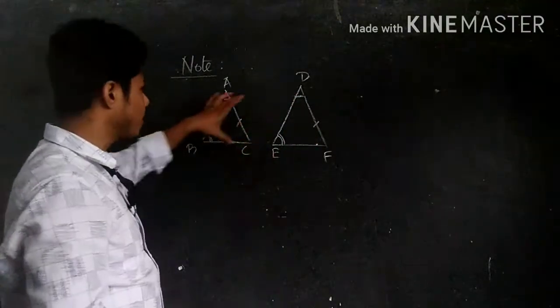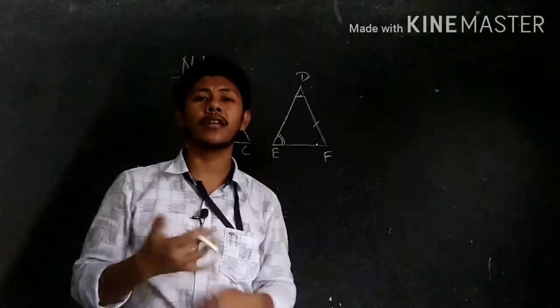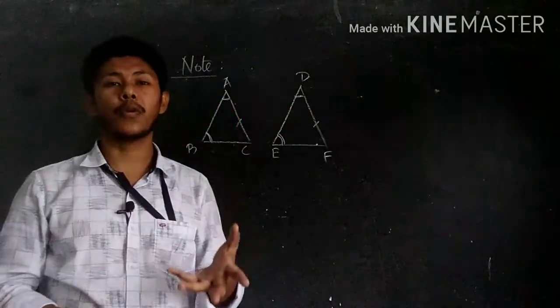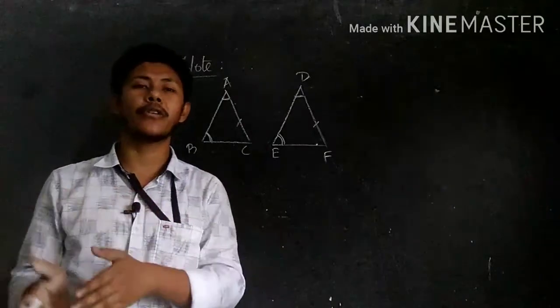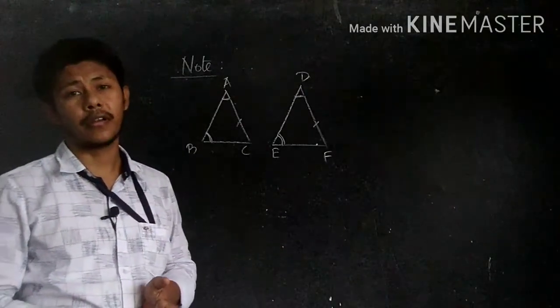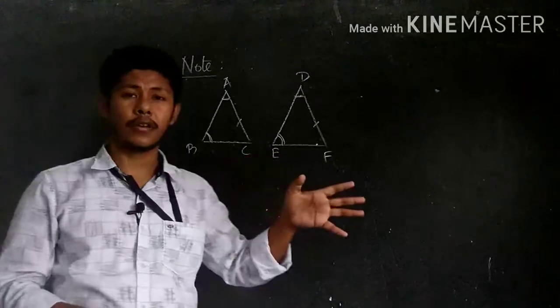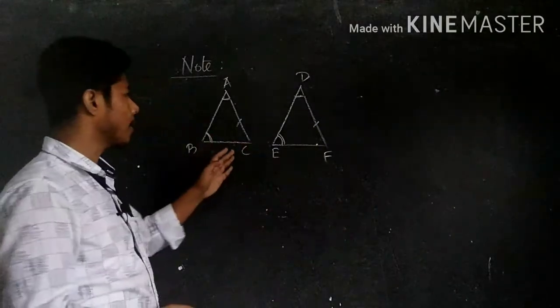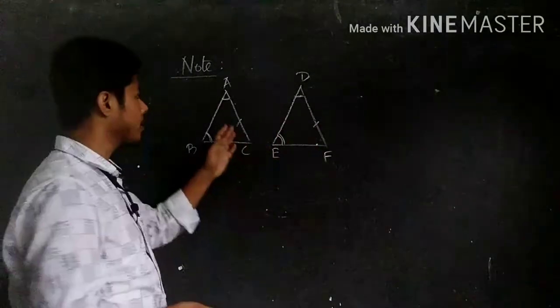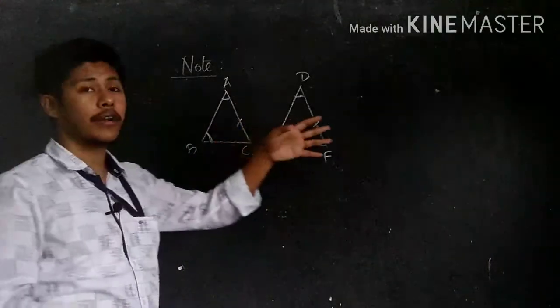So that means if two angles are equal, then automatically the third one is equal by the angle sum property, because the sum of three angles of a triangle is 180 degrees. Is it not? So now, which criteria do we have to apply to say that these two triangles are congruent?